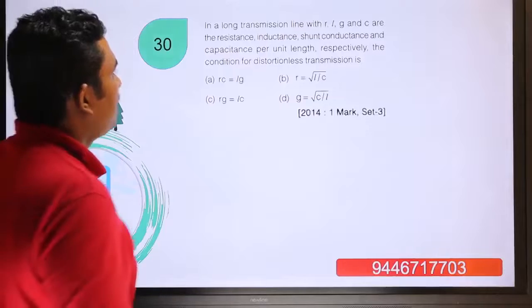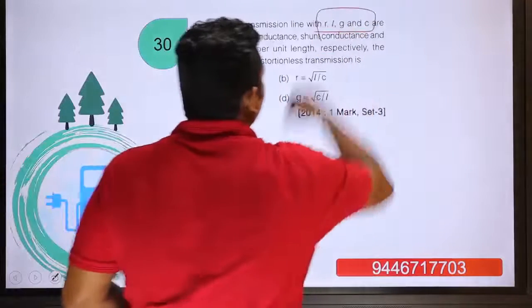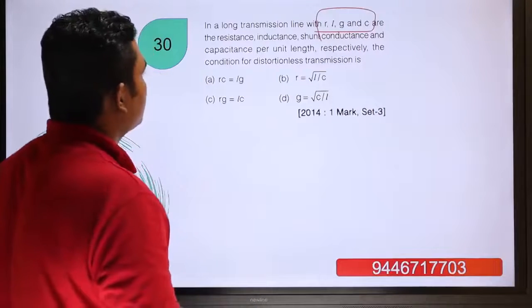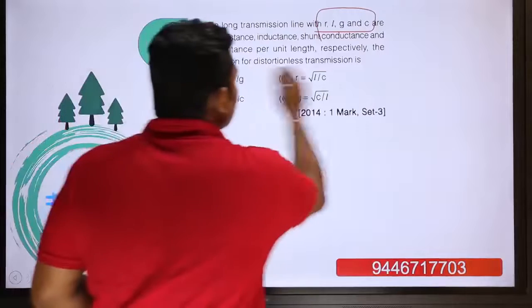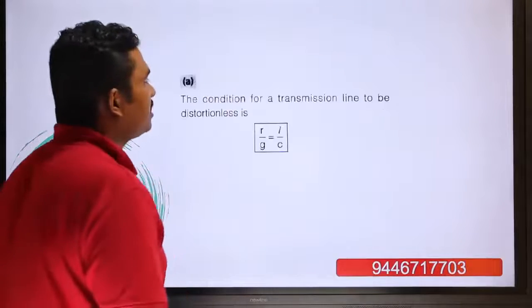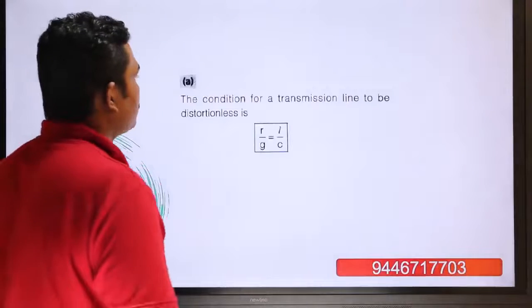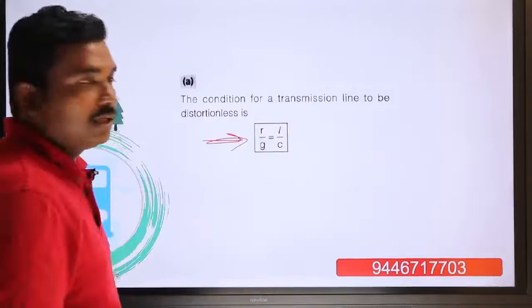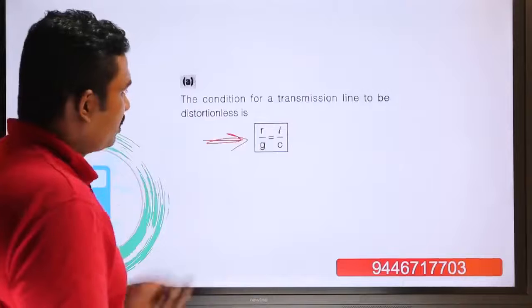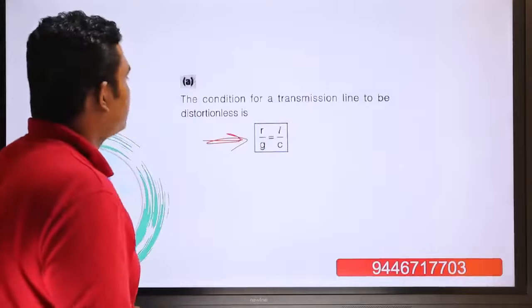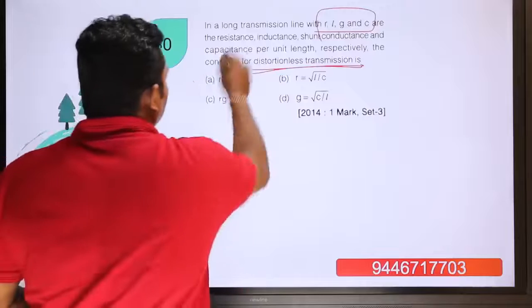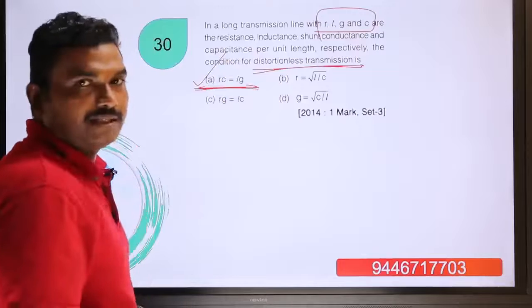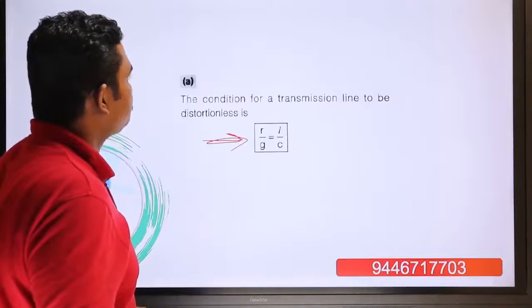Now moving into question number 30. In a long transmission line, R, L, G and C are the resistance, inductance, shunt conductance and capacitance per unit length respectively. The condition for a distortionless transmission line. So this is the direct condition that we have obtained in the theory portion. The condition for the transmission line to be distortionless is R by G equals L divided by C. So you have to memorize this condition. R by G equals L by C, or RC equals LG, which is option A, the answer for question number 30.